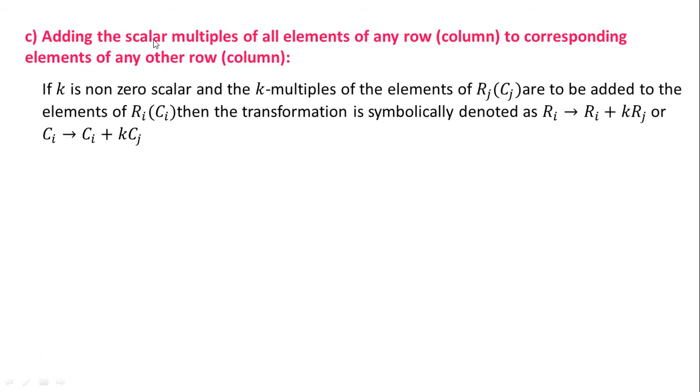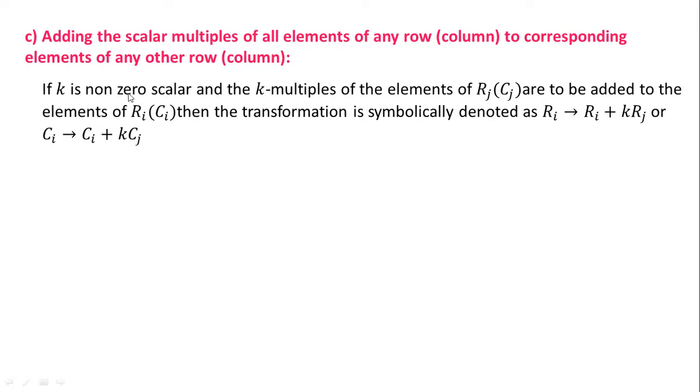Now the next elementary transformation is adding the scalar multiples of all elements of any row or column to corresponding elements of any other row or column. So it says that it is the addition of scalar multiples of all elements of any row or column. Just think about the row, it is applicable for the column also. Adding the scalar multiples of all elements of any row to corresponding elements of any other row. Okay, so let us see in detail.